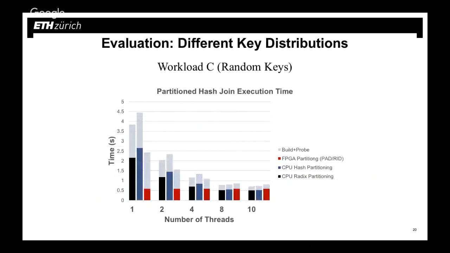Now I would like to see if hash partitioning versus radix partitioning affects build and probe performance. Here we have workload C, equally sized tables, and randomly distributed keys. On the x-axis we have again the number of threads we use on the CPU. And as we can see, hash partitioning takes longer than radix partitioning on the CPU. On the FPGA, we use only hash partitioning because there is no difference between the two. However, when we look at the build and probe, hash partitioning is not significantly beneficial for this workload. It makes sense because the keys are already randomly distributed here, and even radix partitioning creates uniform partitions.